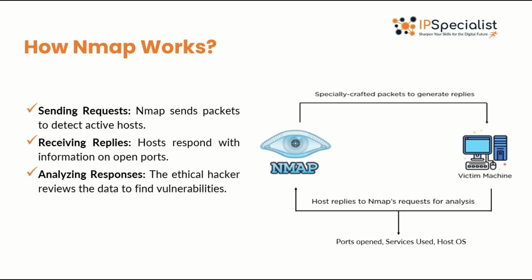Finally, the third step is analyzing responses. Once Nmap has gathered all this information, it's the ethical hacker's turn. They dive into the data on those open ports and services to hunt for any potential vulnerabilities. With this knowledge, they can decide if they need to move on to the next step of ethical hacking, gaining access, if it's needed.